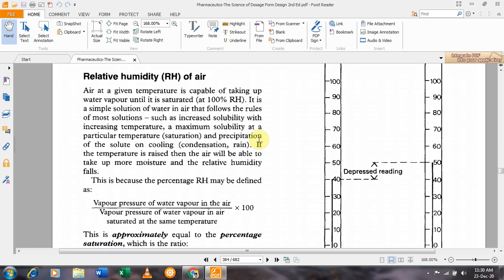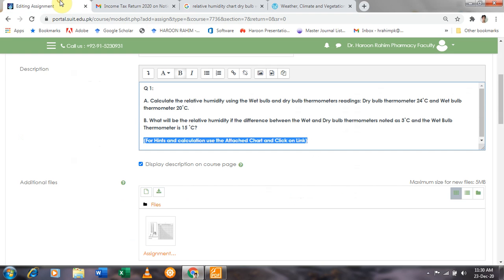You can use this video for the solution of the two questions given. That is, you have to calculate the relative humidity using the wet bulb and the dry bulb thermometer readings that are given: the dry bulb thermometer at 24 degrees centigrade, as well as the wet bulb thermometer given, that is 20 degrees centigrade.